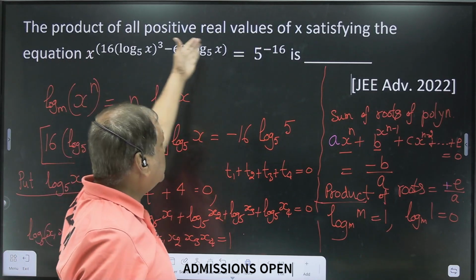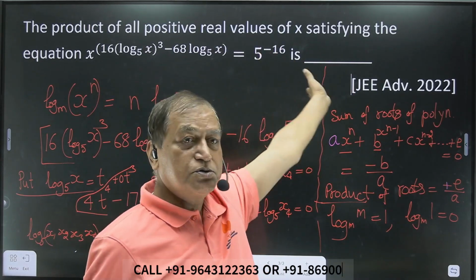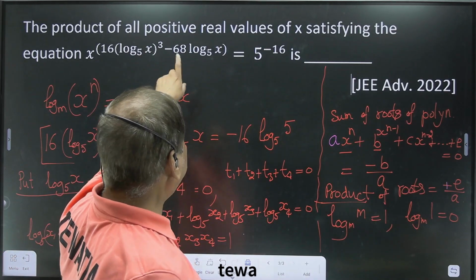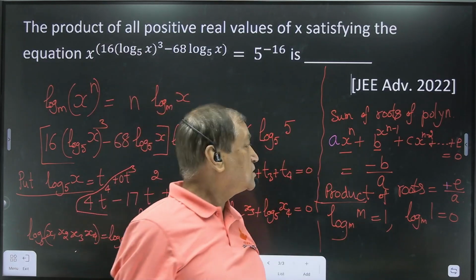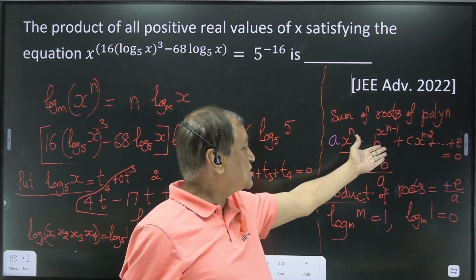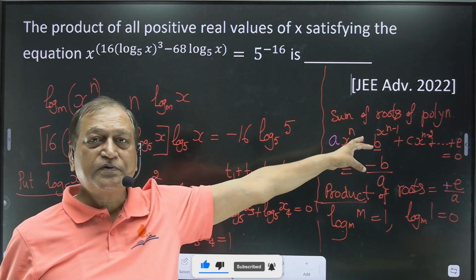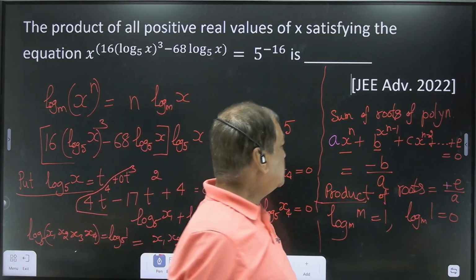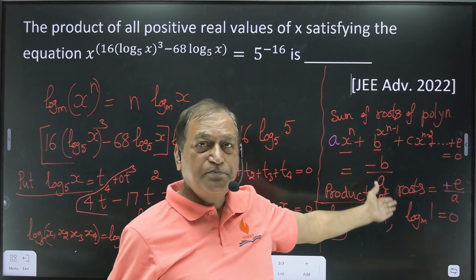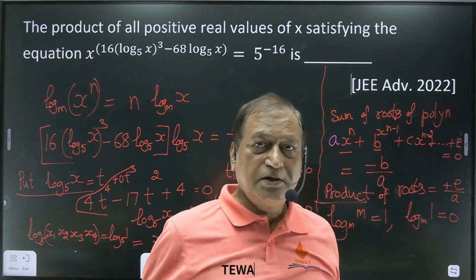The product of all positive real values of x means the roots of this equation, the values of x. So it is the product of all the roots. For a polynomial ax raised to power n plus bx raised to power n minus 1 plus cx raised to power n minus 2, and so on, up to e as the last term, equal to 0, the sum of the roots is well known to be minus b by a, and the product of the roots is plus e by a.